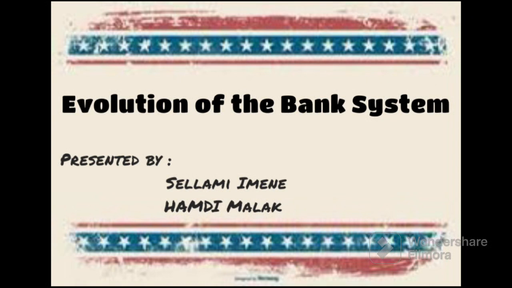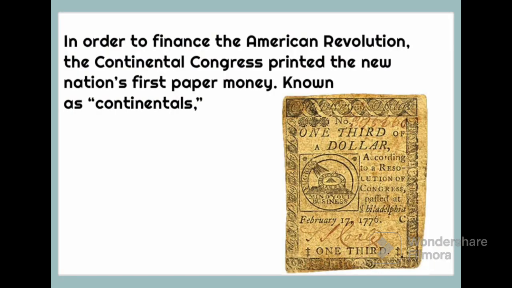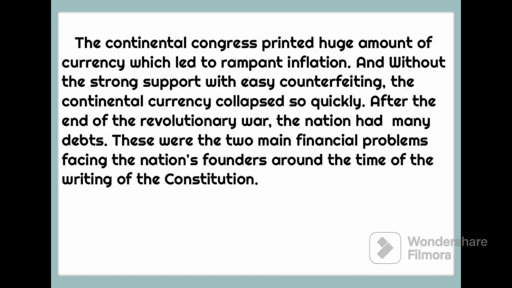Evolution of the bank system in the United States. In order to finance the American Revolution, the Continental Congress printed the new nation's first paper money, known as Continentals. The Continental Congress printed a huge amount of currency, which led to rampant inflation, and without strong support and with easy counterfeiting, the Continental currency collapsed so quickly.